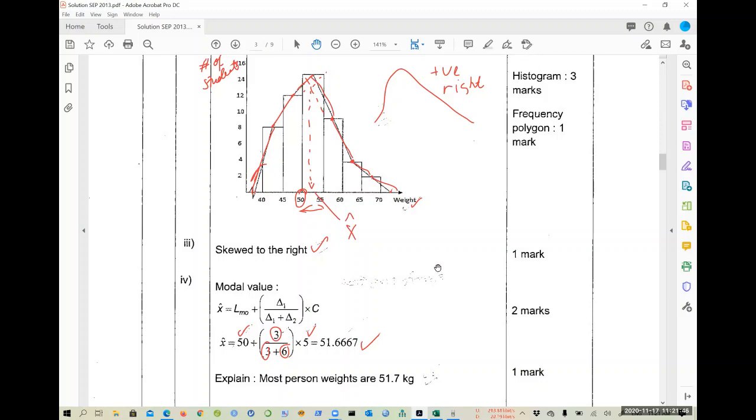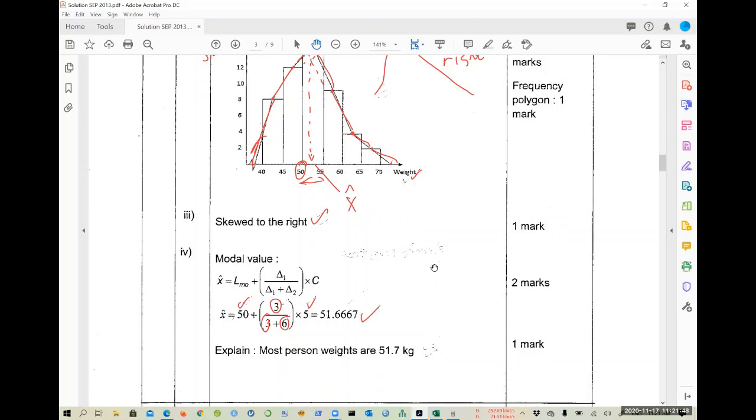Okay, and also the question asks you to explain. So remember, whenever you want to explain the mod value, you must have the word most. So here it says most person with a 51.7 kilograms. So they have the word most over here. Okay. All right. So that is for the fourth one.